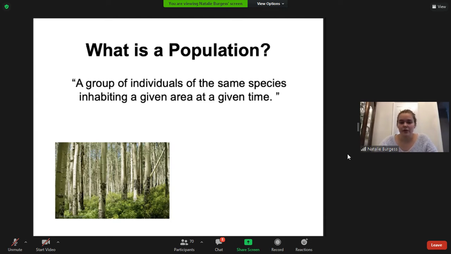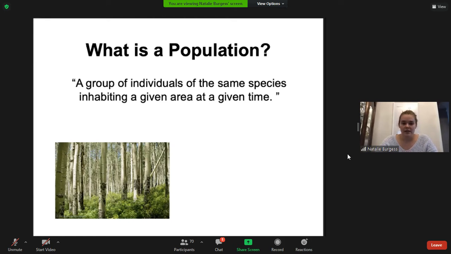However, there are 3 main problems with this definition. So how do you decide what a given area is? The ecology of a system is dependent on the spatial scale at which it's being studied. What constitutes an individual? Are they unitary or are they modular? And then what constitutes a species? You can have various species concepts.